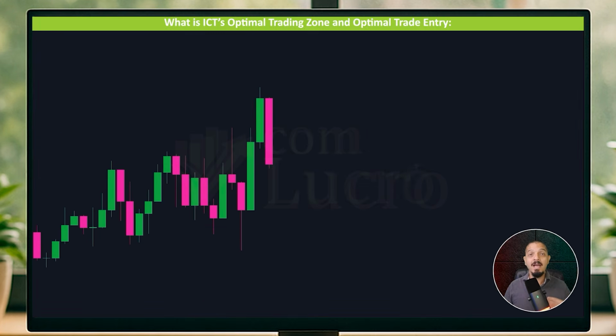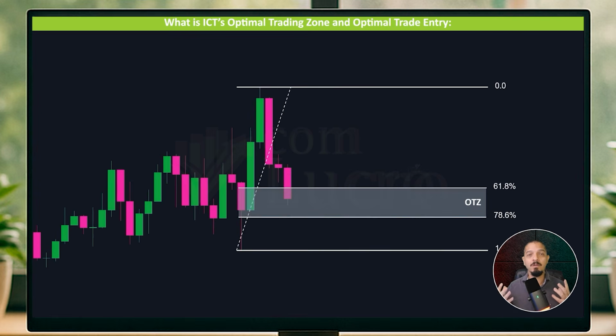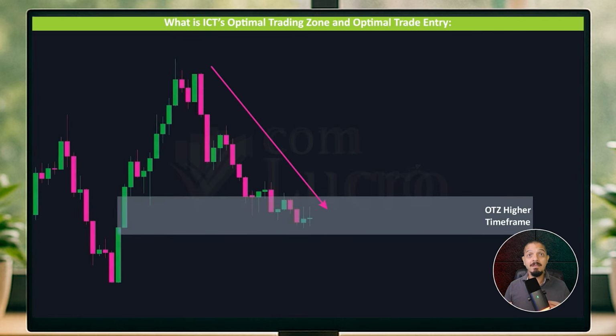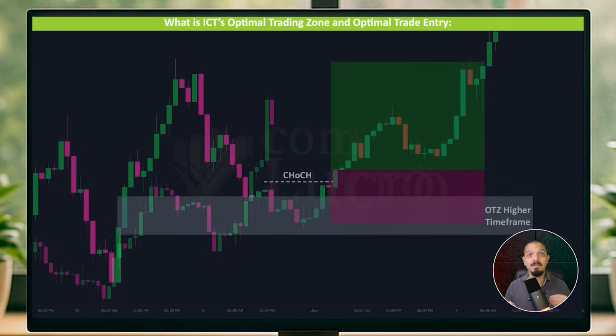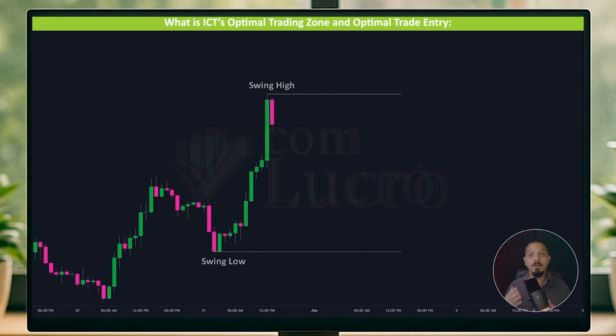So, what is ICT's optimal trading zone and optimal trade entry? This is a structured trade entry framework built around price swings, Fibonacci retracements, and market structure. Its goal is to identify where a pullback is most likely to end, allowing traders to enter with precision instead of chasing price or reacting late.